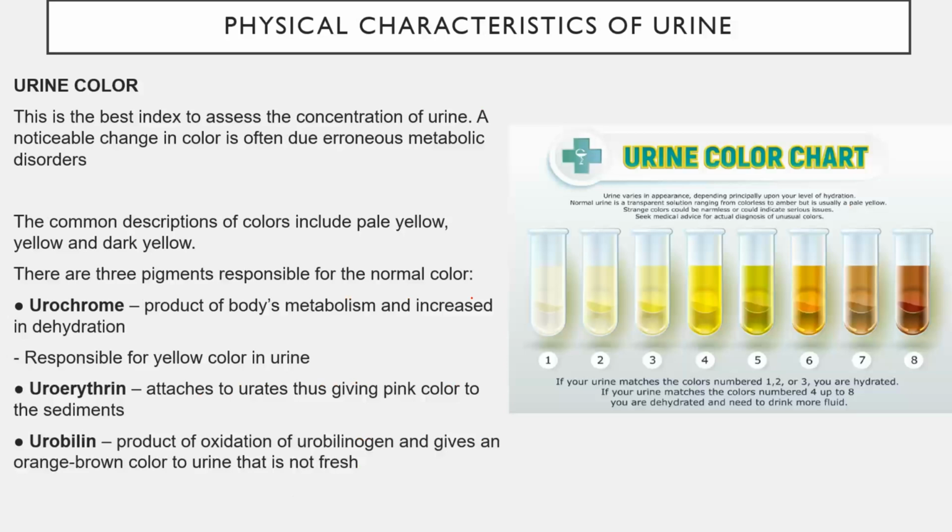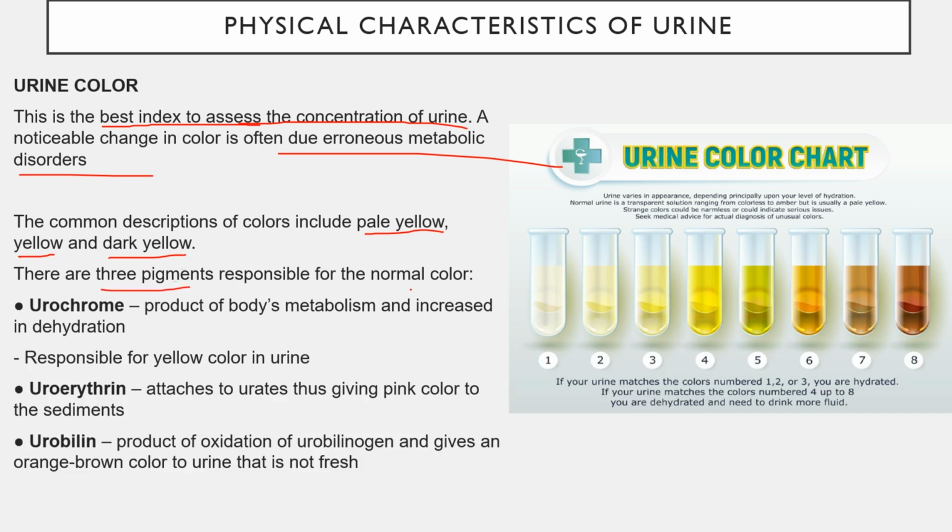Now, let's go to the physical characteristics of urine, class. So, the most common physical characteristic of urine is color, class. Now, color, class, is the best index to assess the concentration of urine. A noticeable change in color is often due to an underlying metabolic disorder. The most common description of colors would include pale yellow, yellow, and dark yellow. So I want you to memorize this, class.